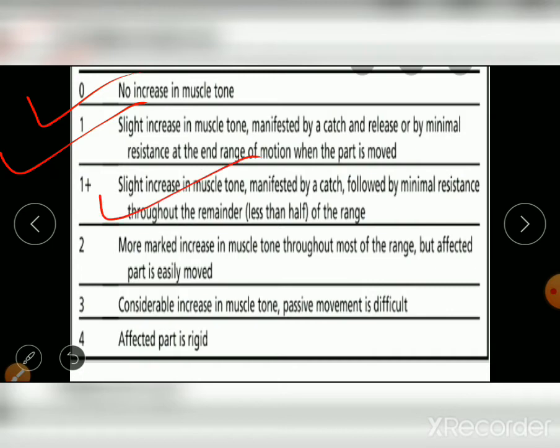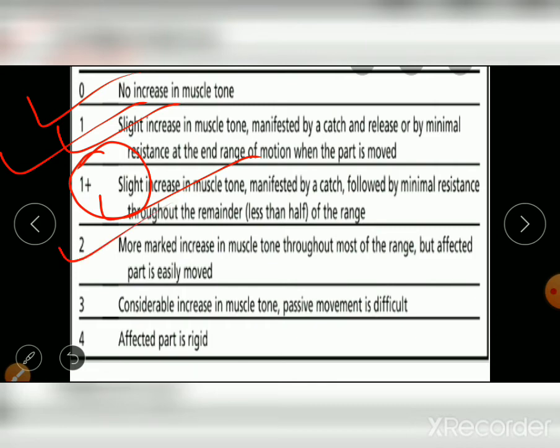1 plus means a slight increase in muscle tone manifested by a catch and release, followed by minimal resistance throughout the range of motion. So in 1 plus the resistance is felt minimally throughout the range of motion, or we can say in less than half of the range you feel resistance, but in 1 you just feel a slight increase in muscle tone at the end of the motion. So this is the difference between 1 and 1 plus.